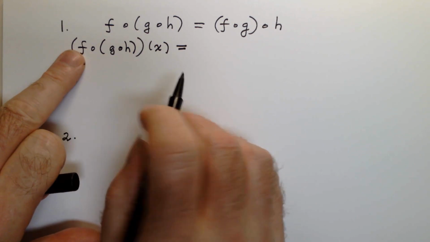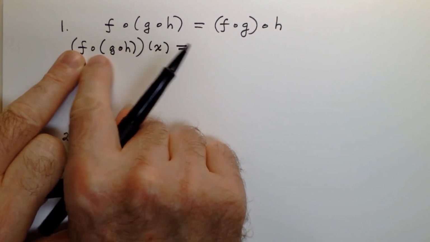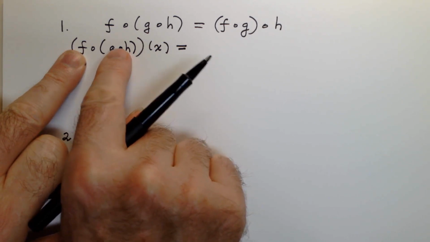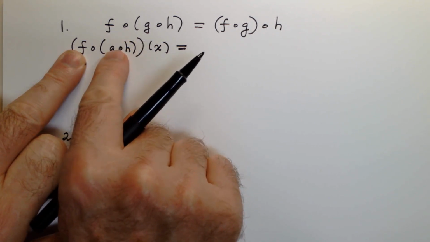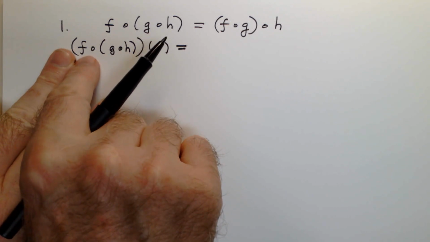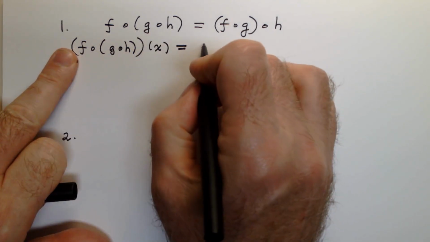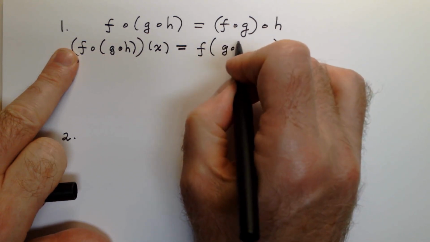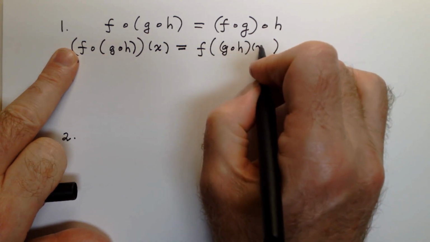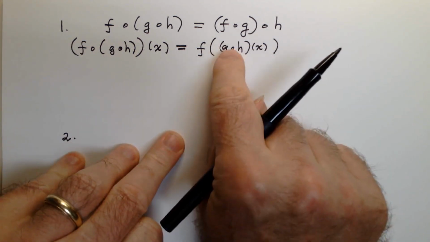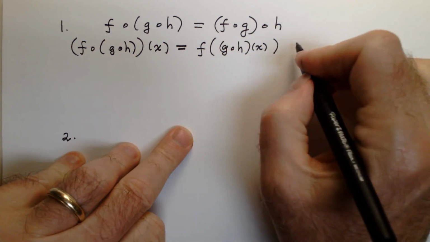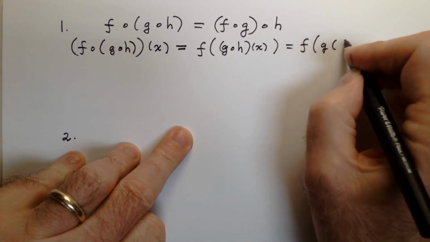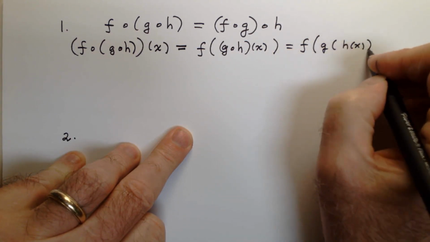Okay, so I've got a left function and a right function being composed and operating on the variable x. The rules for function composition are: take the right function, apply it to x, and then wrap that with the function f. So this is going to look like f applied to g of h applied to x. Now using that function composition rule one more time, I can see that this is going to be f of g of h of x.